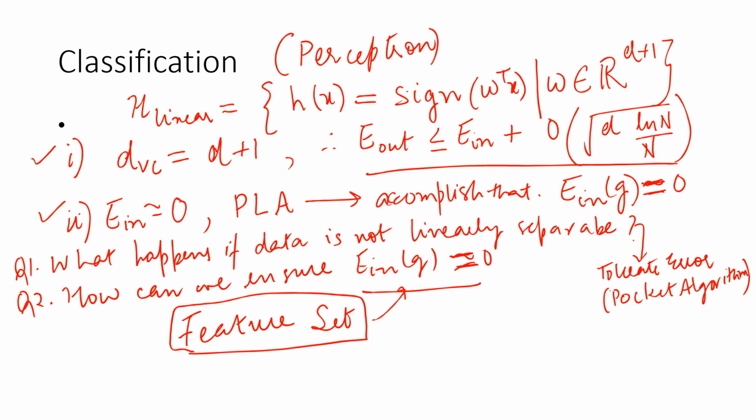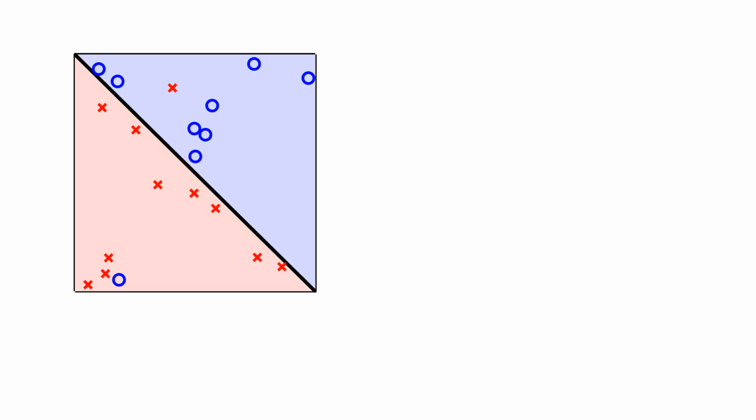Okay, so how does that work? First of all, let us look at what non-separable data is and how the pocket algorithm works. This is my non-separable data. This is an example of non-separable data. No matter what you do, you cannot classify all the points correctly, or put all the points on the right side of the hyperplane. That's what linearly non-separable data means.